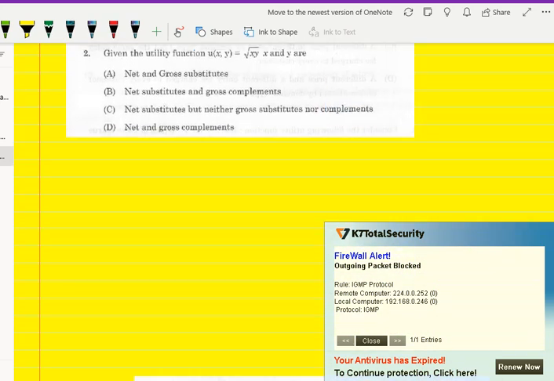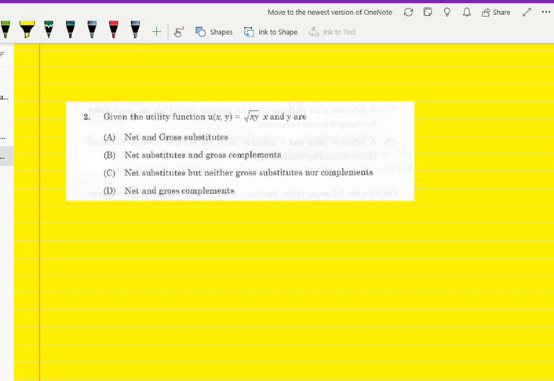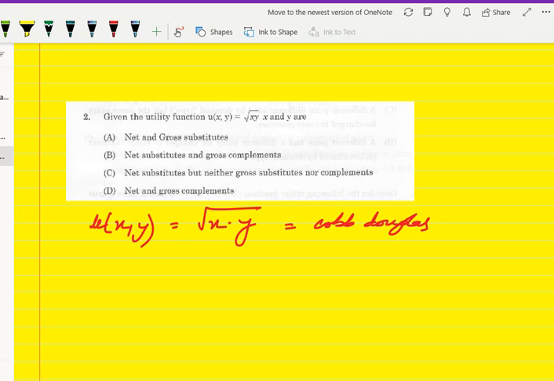Now I come to the next question, which deals with the utility function, where u(x,y) is root xy. Here we have to tell whether x and y are net and gross substitutes, net substitutes but neither gross substitutes nor complements, or net and gross complements. So what is my utility function? It is given like this, and this is a Cobb-Douglas utility function.